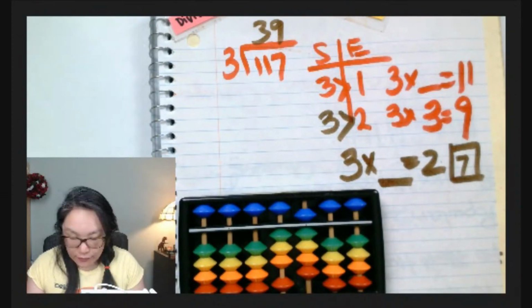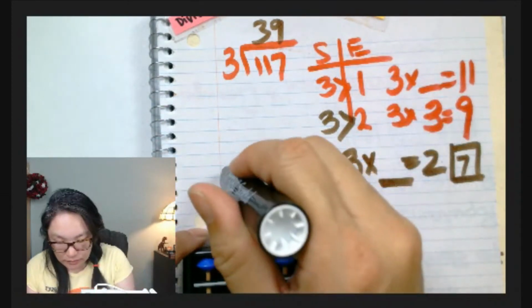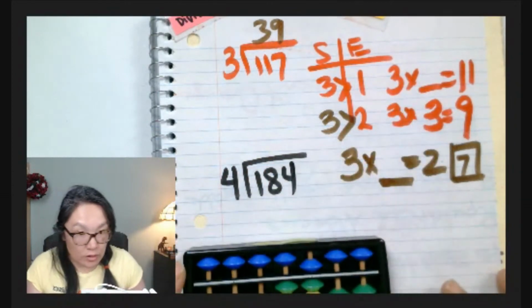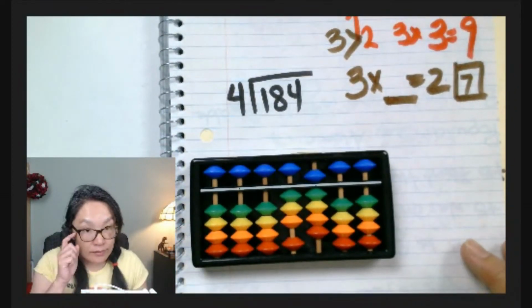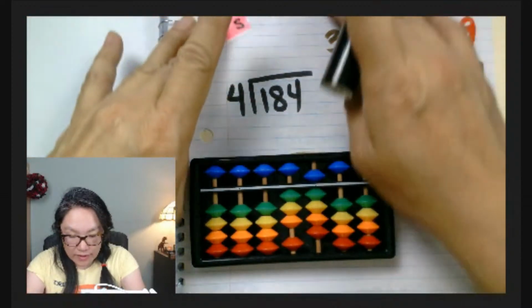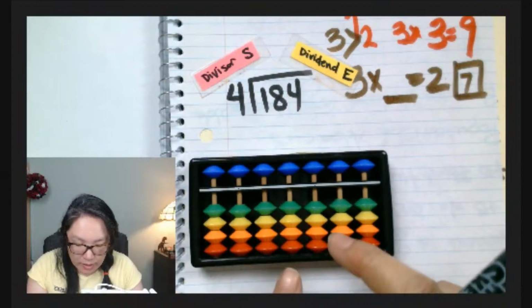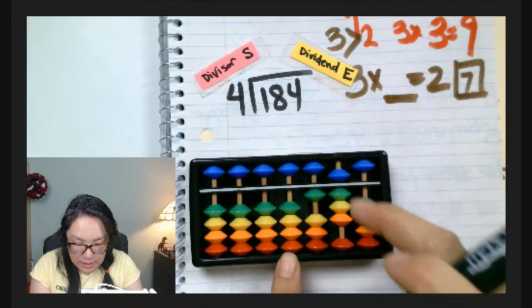We have 414. Hello, Manny. So we're going to do our divisor and our dividend, right? We know we're going to be here. So it's 1, 8, and then 4.